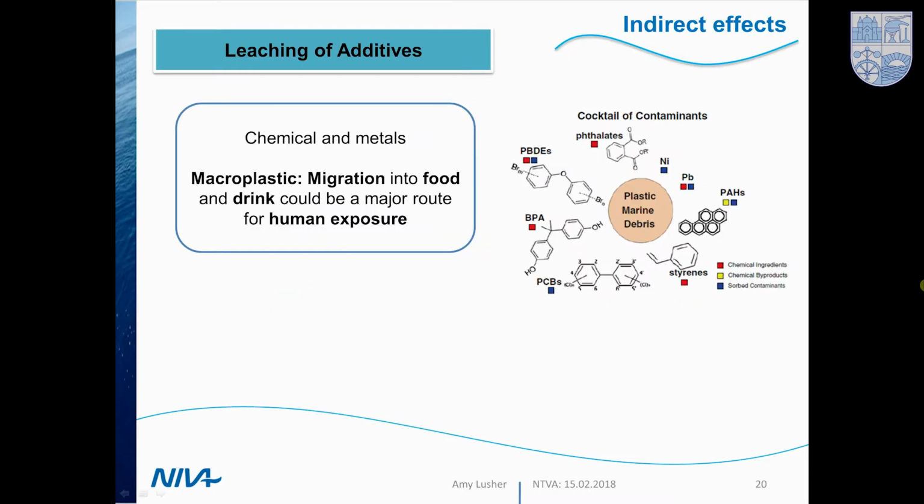And as Andy has already mentioned, plastics can leach additives that are incorporated into them during their production. These include the PBDEs, phthalates, PAHs, bisphenol A, etc. We've seen that chemicals will migrate from macroplastics into food. Sometimes plastics can leach chemicals into food products. That's why BPA was banned from babies' bottles.